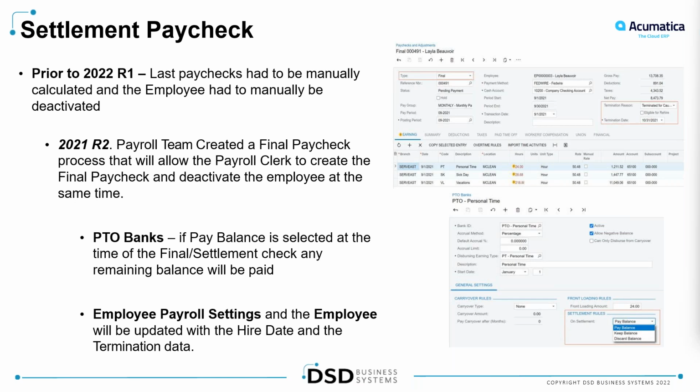There's also some pretty distinct changes in the PTO banks, being able to pay out the balance or process the balance or keep the balance intact. This is helpful on a final check. It's also helpful on any time where PTO is kept until a certain point and then PTO is paid out, possibly at the end of the year. Some people don't have a carryover plan, but they have a partial payout plan.